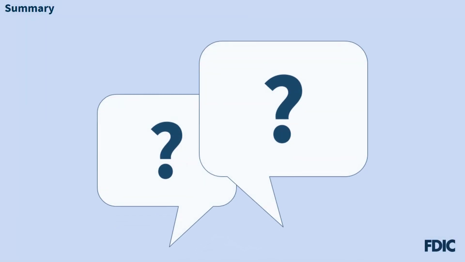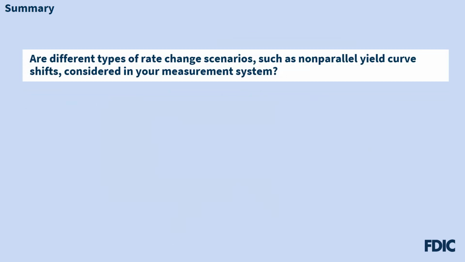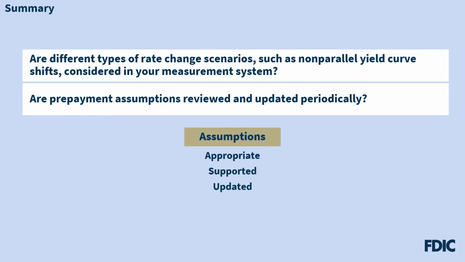Two questions that can be considered when assessing your bank's assumptions include, are different types of rate change scenarios, such as non-parallel yield curve shifts, considered in your measurement system? Are prepayment assumptions reviewed and updated periodically? Remember, the most appropriate assumptions are supported and updated.